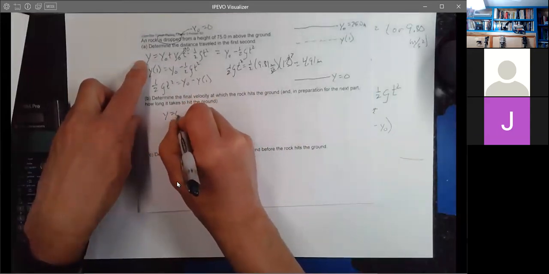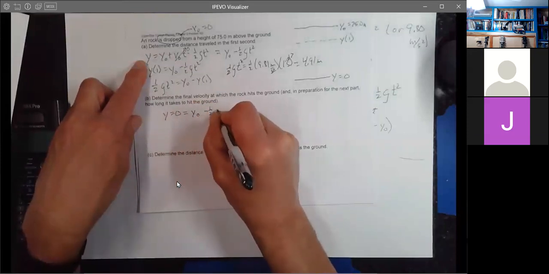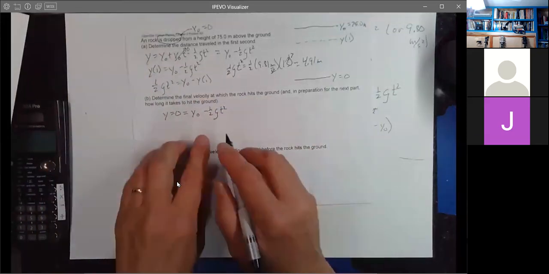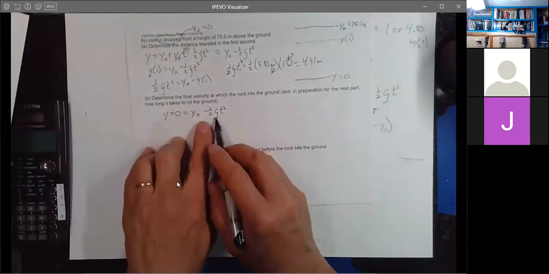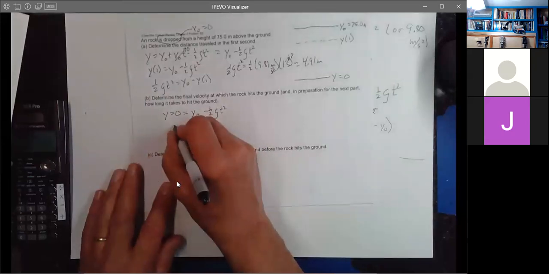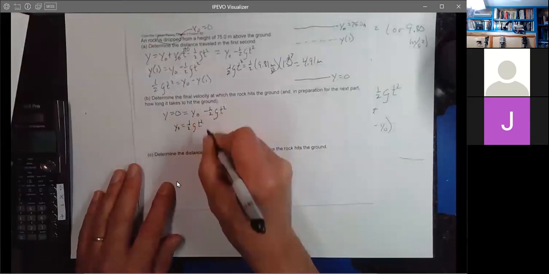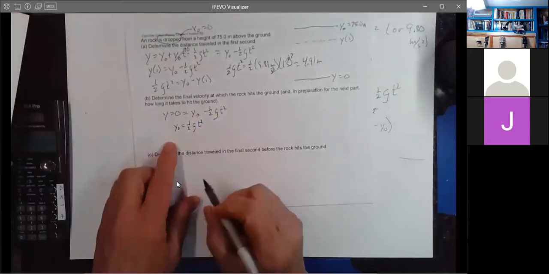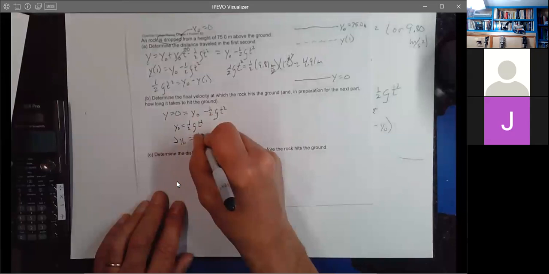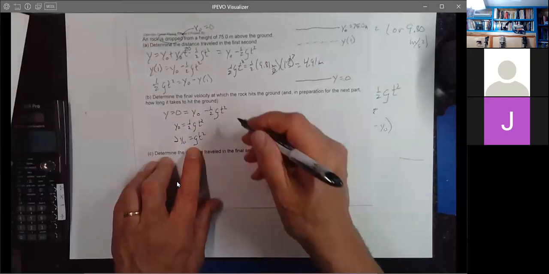So y equals 0 is going to equal y naught minus 1/2 gt squared. And so this will be a two-stepper, but it's not so bad. I just bring that to the other side of the equation and get y naught equals 1/2 gt squared. Multiply both sides by 2. 2y naught equals gt squared. Hopefully you're getting good at imagining what to do next on these algebra things.